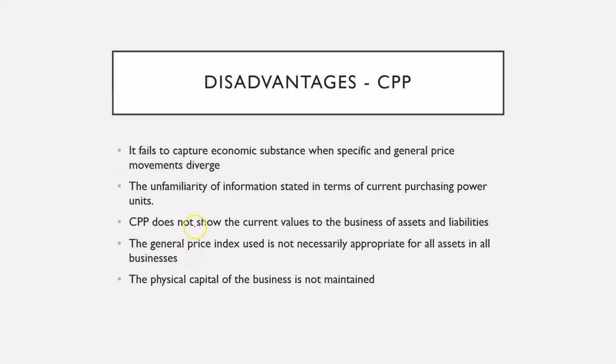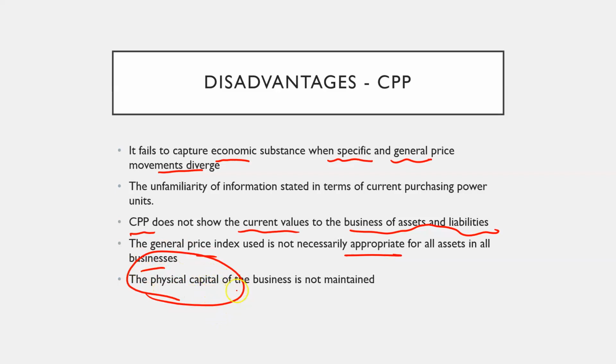So again, the problem here is that we're sort of assuming a number of things. We are assuming certain specific and general price movements. We're just using these general price changes. That's the first thing. And typically, of course, this still does not show the current value to the business of those assets and liabilities. We're just working with this index. And the general price index may not be appropriate for all assets in the business. And we'll come to discuss this meaning of the physical capital of the business really. In the end, this is not maintained, but we'll talk about that when we talk about physical capital.